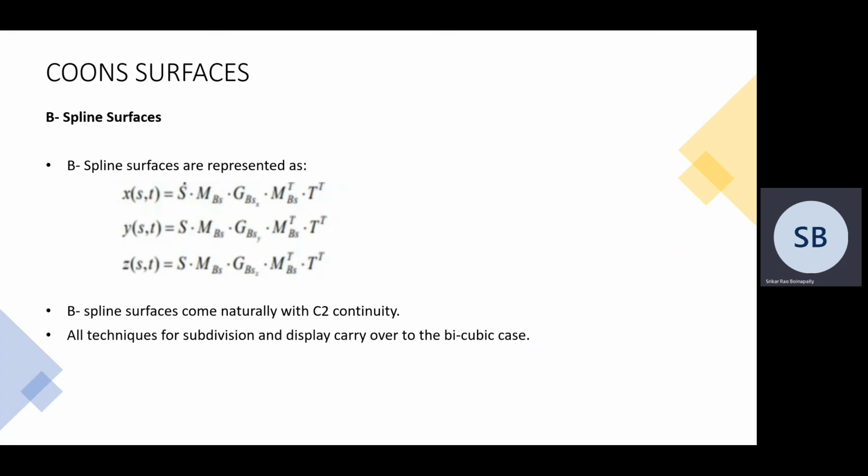Next, B-spline surfaces. B-spline surfaces are represented by the equations we see below. B-spline surfaces come naturally with C2 continuity. All techniques for subdivision and display carry over to the bicubic case. Next comes the design examples of the presentation.